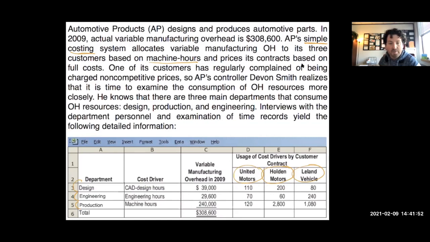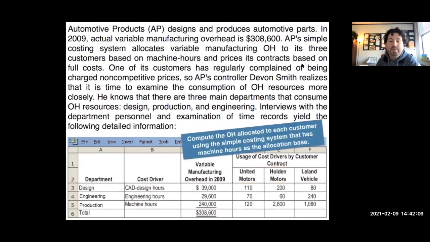So here I'm giving you all this information: the cost driver, the total overhead allocated to each department. Again, here's the total overhead, which ultimately is how much we need to allocate, no matter what system we're using, simple or activity-based costing. So our objective: compute the overhead allocated to each customer using simple costing.